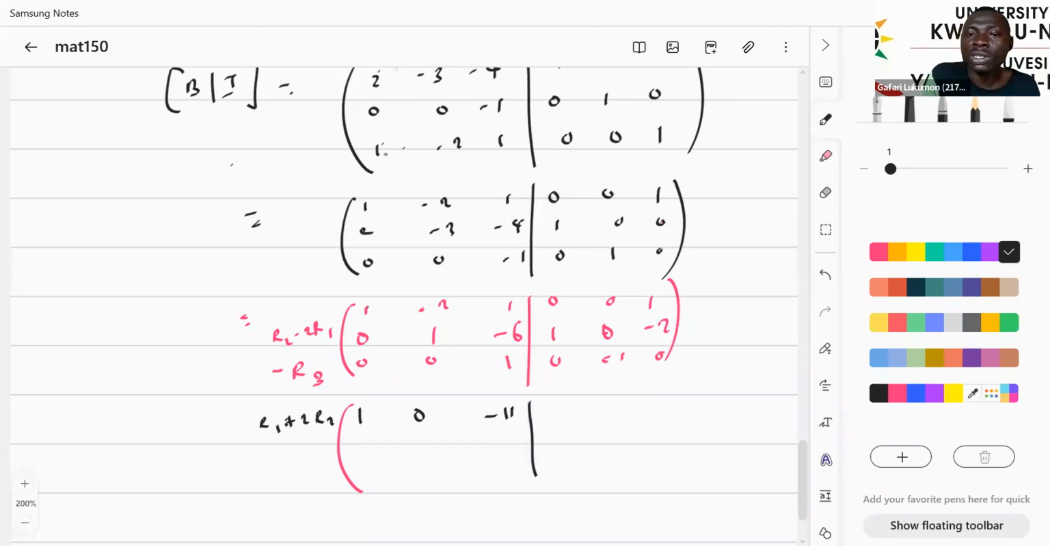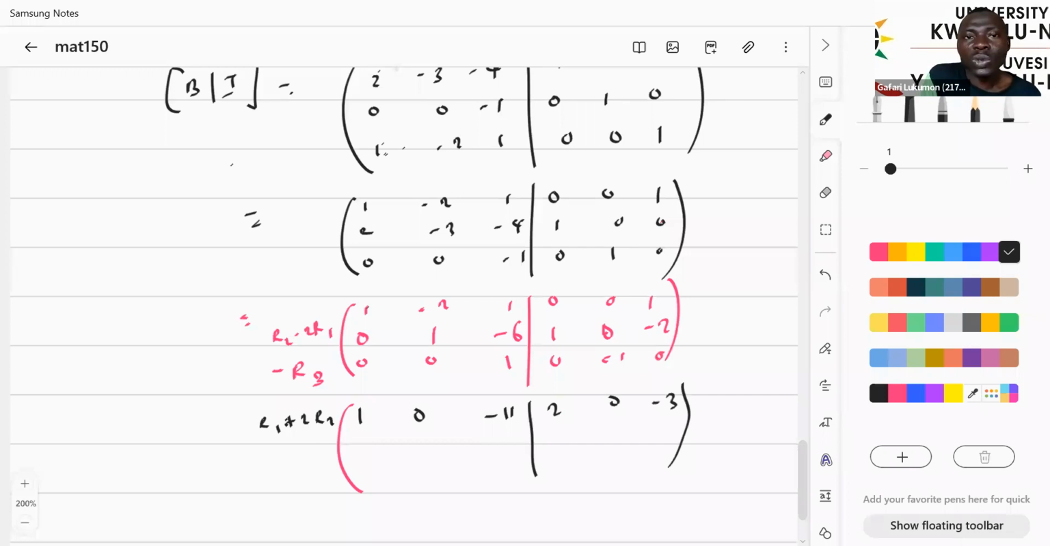Minus 11. Then R1, that is 0 plus 2. That will also give me 2. I hope you understand now. 0 plus 2 will also give me 2. This is 0 plus 0. Then 1 minus 4. 1 minus 4 will give me minus 3. You are done with that.